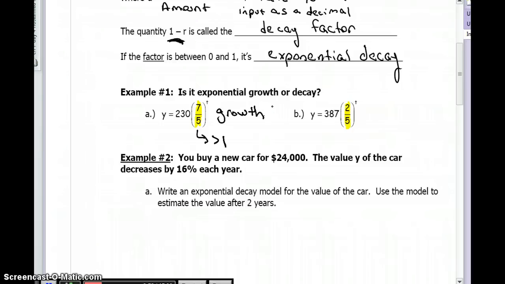So that's what we mean here. And now you've learned this before. That would be your growth factor. All right. In this problem, we have 2 divided by 5. Now 2 is less than 5, so this number here has to be less than 1. And so this means this number here is less than 1, so we have decay. So it's as easy as that.